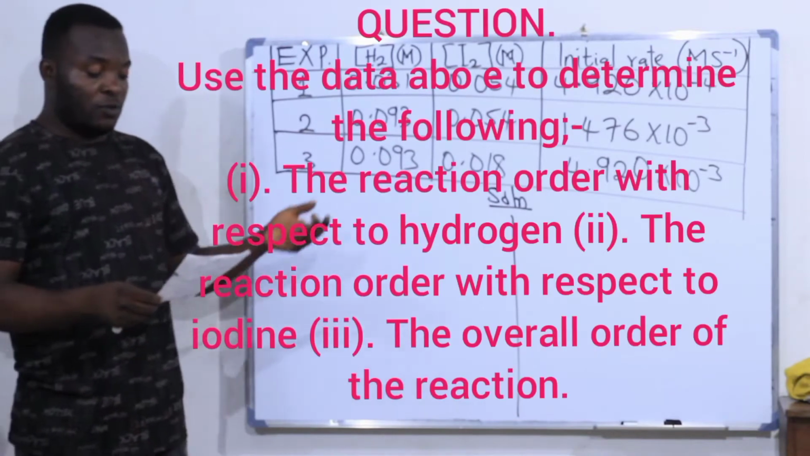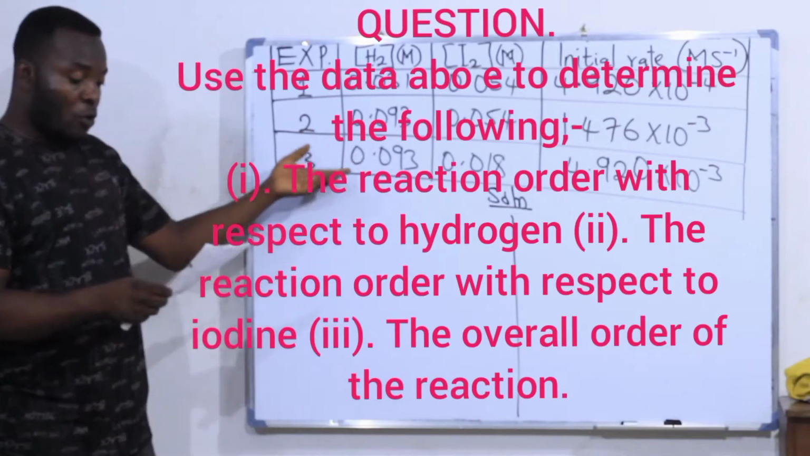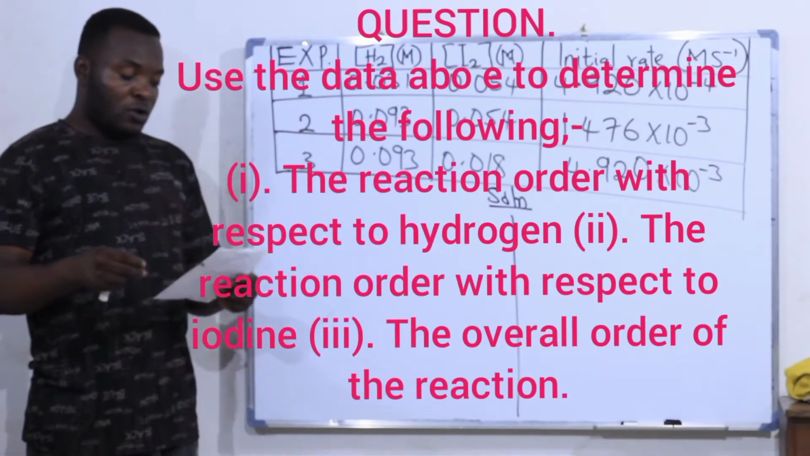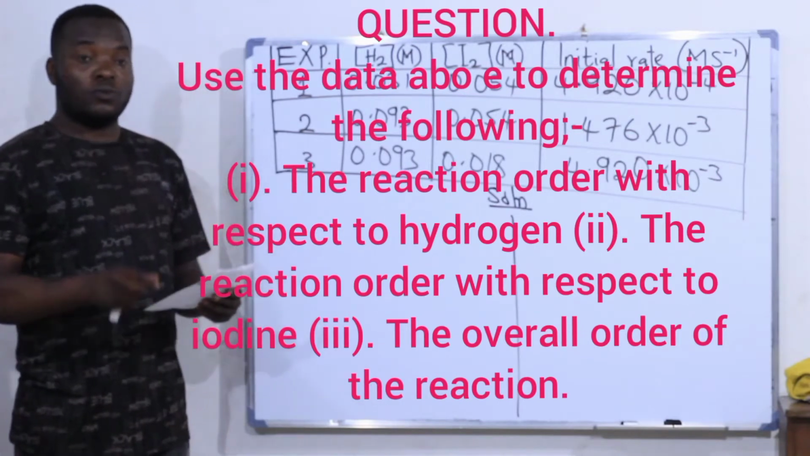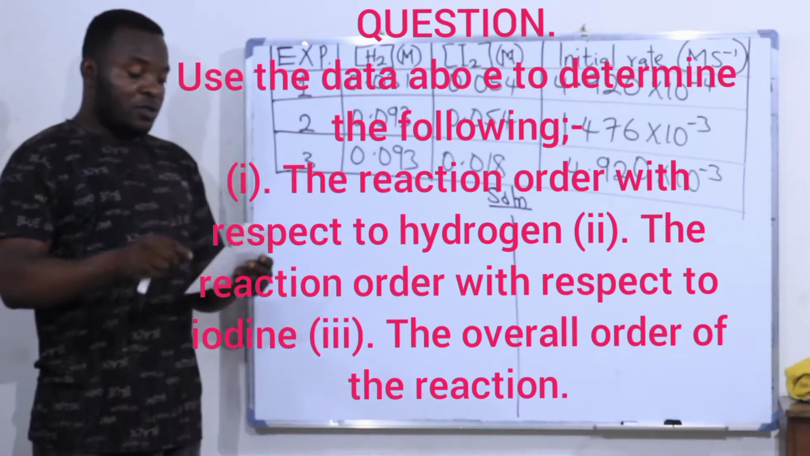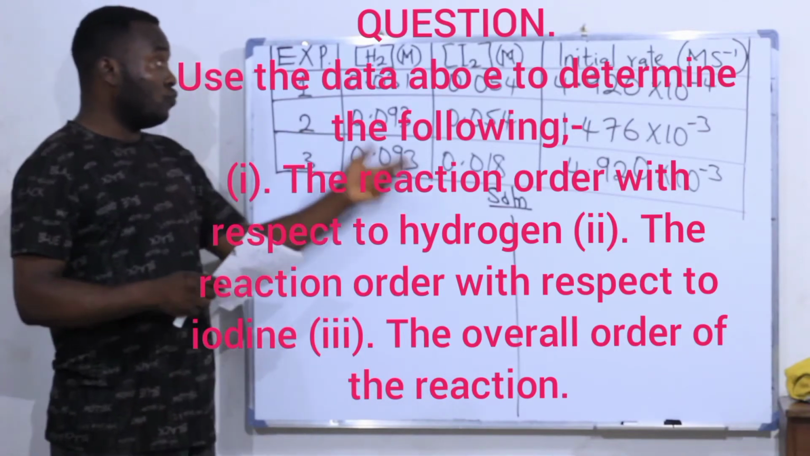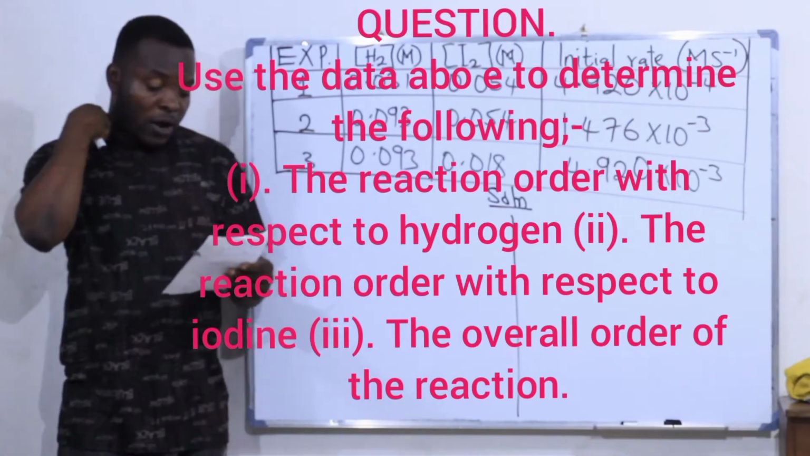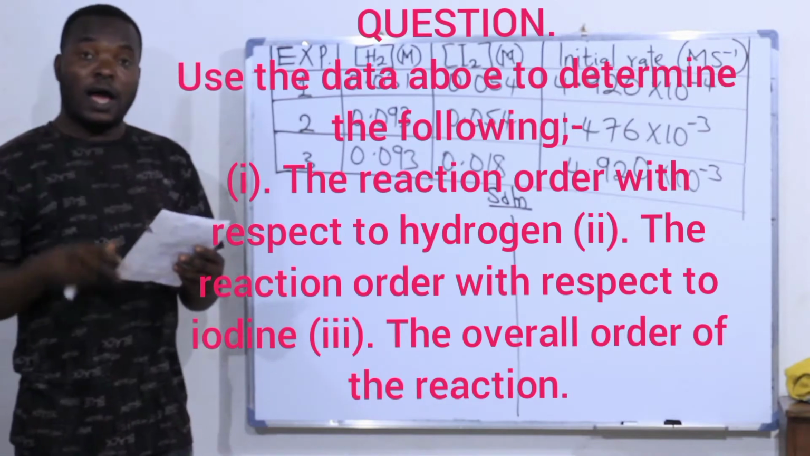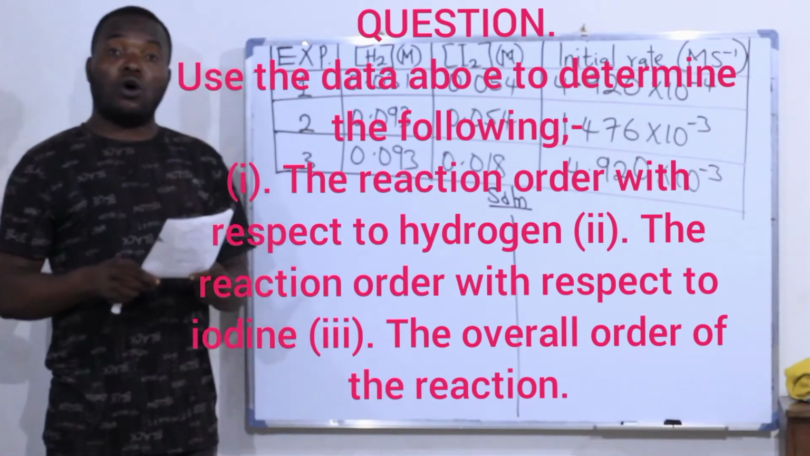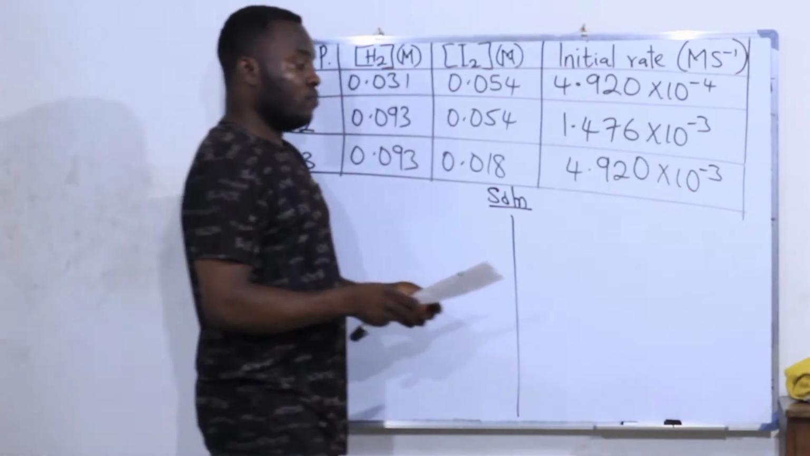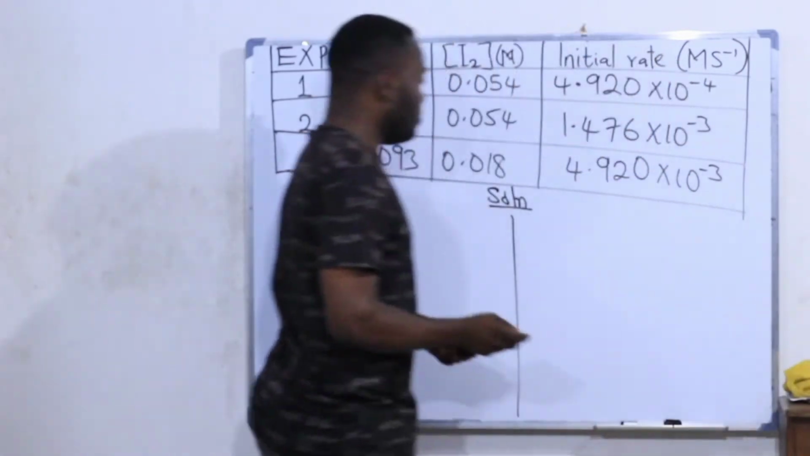The question says, use the data above to determine the following. Number 1, the reaction order with respect to hydrogen. Number 2, the reaction order with respect to iodine. And number 3, the overall order of the reaction. Now let us solve this problem.